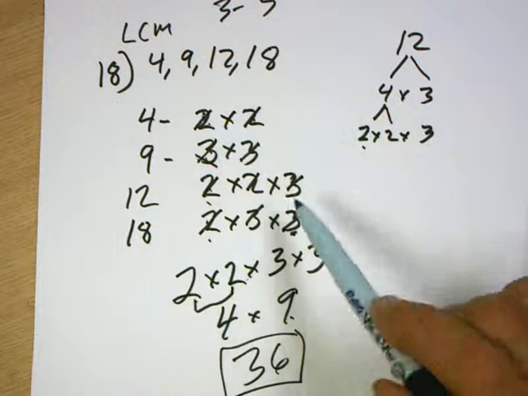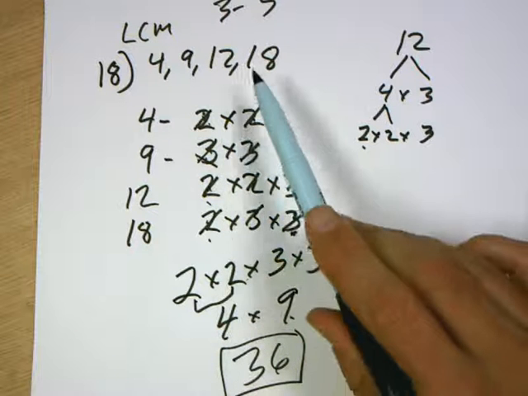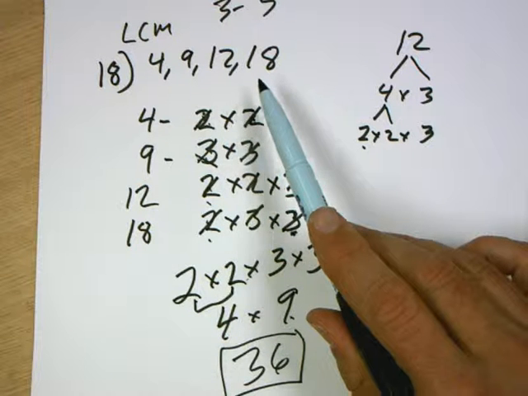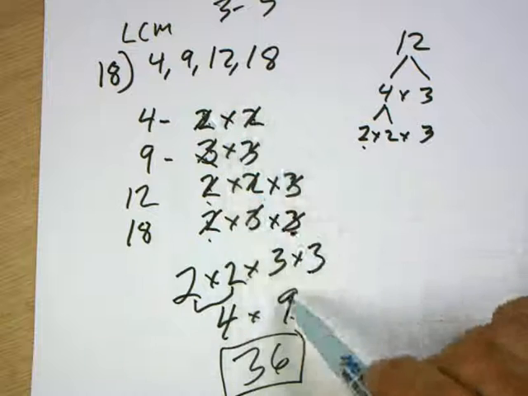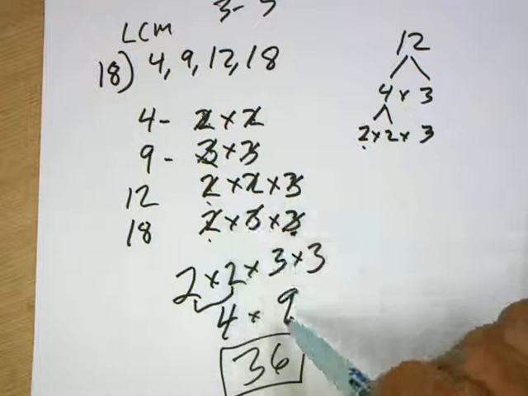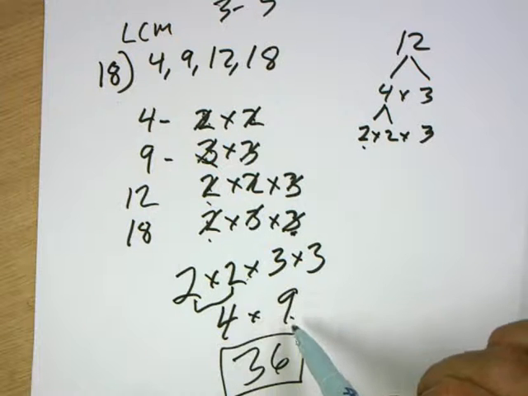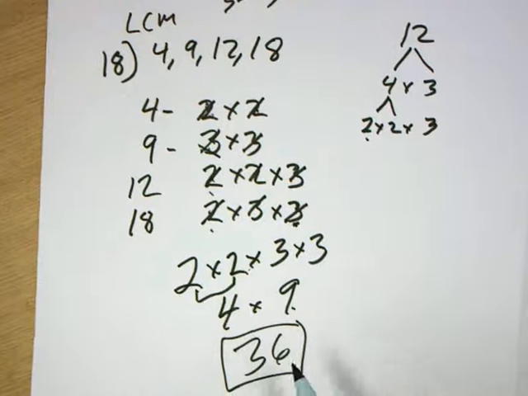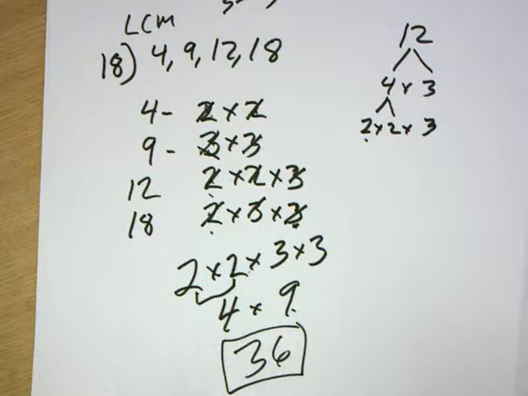So I can check it. Can 36 be divided by 18? It can. It goes twice. And 12 times 3 is 36. 9 times 4 is 36. And 4 times 9 is 36. And that's the least common multiple between 4, 9, 12, and 18.